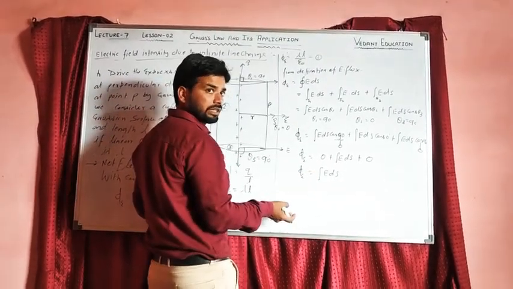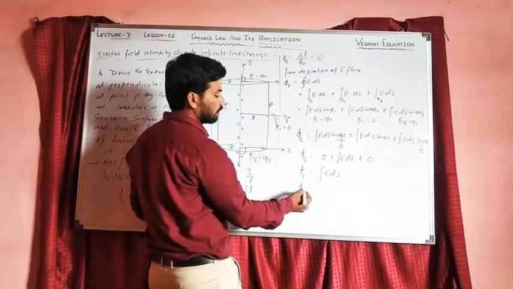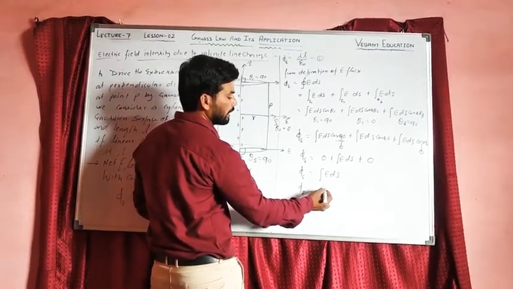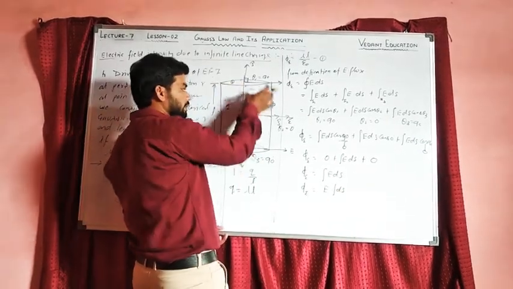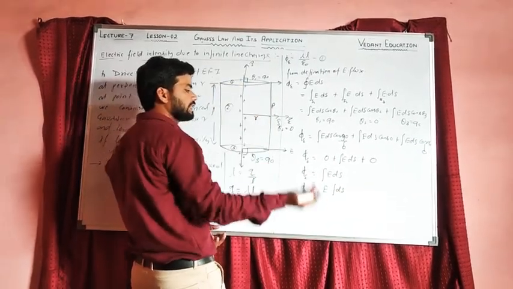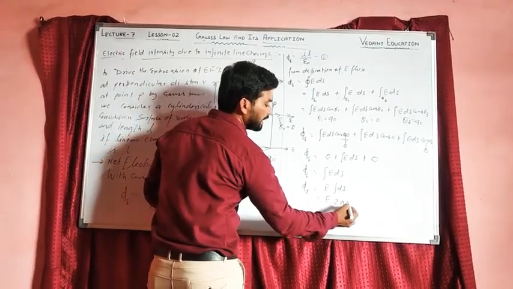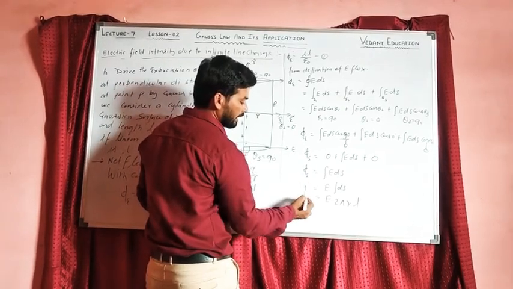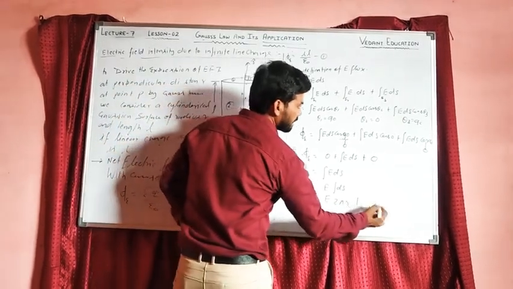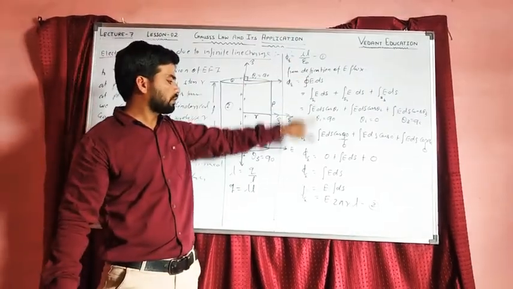It is the surface integral, so E will come outside. So phi E equal to E times integration ds. ds is the surface area, which is 2 pi RL. So phi E equals E into 2 pi RL. This is the second equation of electric flux, and this is the first equation.